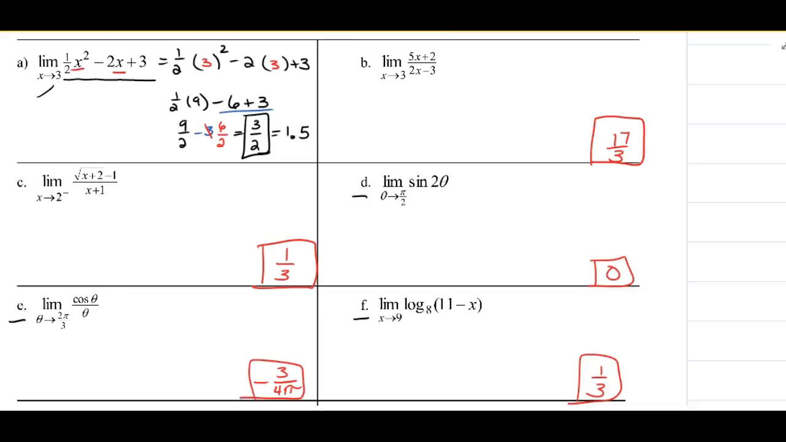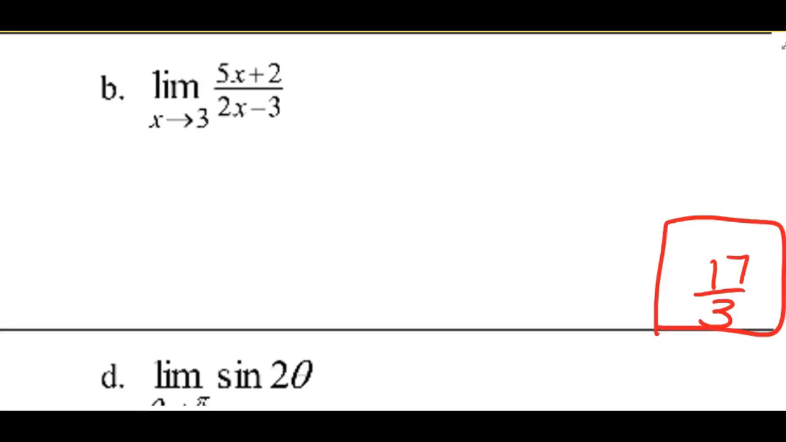All right, you can see the answers to these problems here, and we're going to work through these in order, B, C, D, E, F. Feel free to jump to the next problem that you want to see worked. We're going to start with B. Okay, how do we get to 17/3? I'm going to find the limit by evaluating the function at x equals 3.